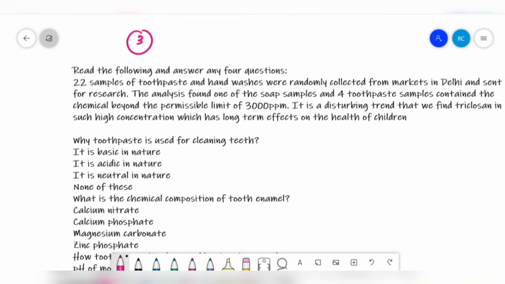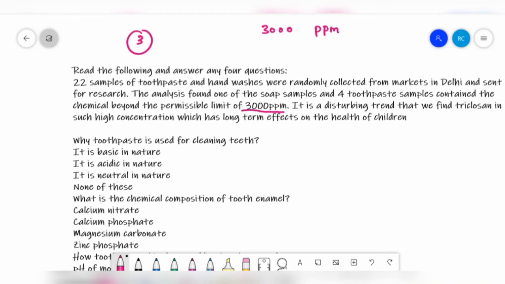The analysis found one of the soap samples and four toothpaste samples contained the chemical beyond the permissible limit of 3000 ppm, parts per million. This is a unit to express the concentration. You studied in grade 9 how to express the concentration of solution. We are taking mass percentage, volume percentage, or mass by volume percentage. This is another way to express the concentration of the substances in a mixture. It's called parts per million.